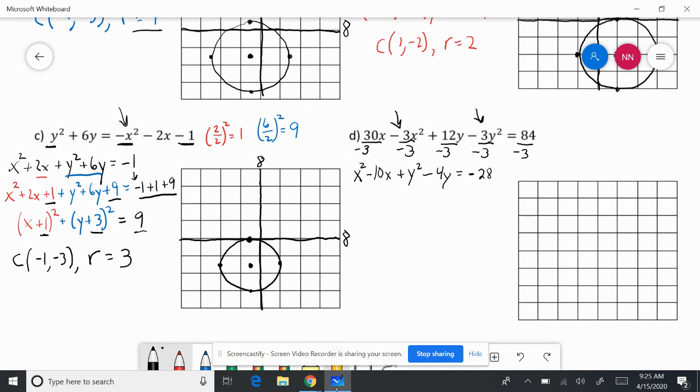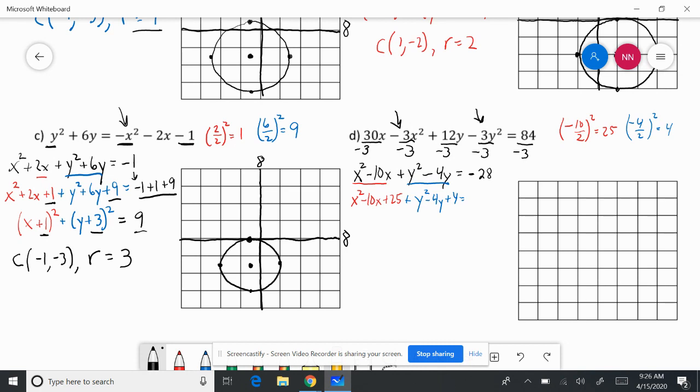So now I'm going to complete the square. If I'm looking at my x's, I'm going to take my -10, divide it by 2, and square it. -10 divided by 2 is -5, squared is 25. So I have x squared minus 10x plus 25. If I'm looking at my y's, I'm going to take my -4, divide it by 2, and square it. So I have y squared minus 4y plus 4.